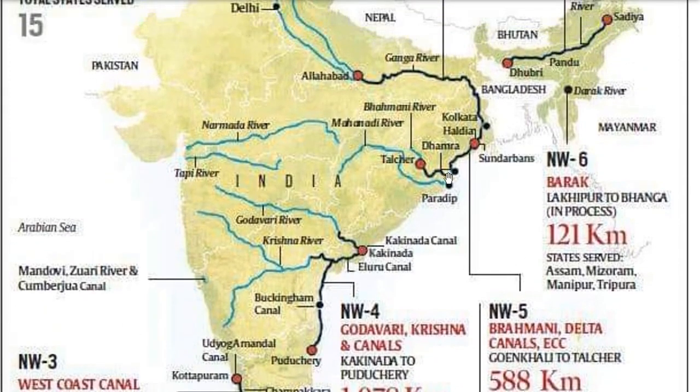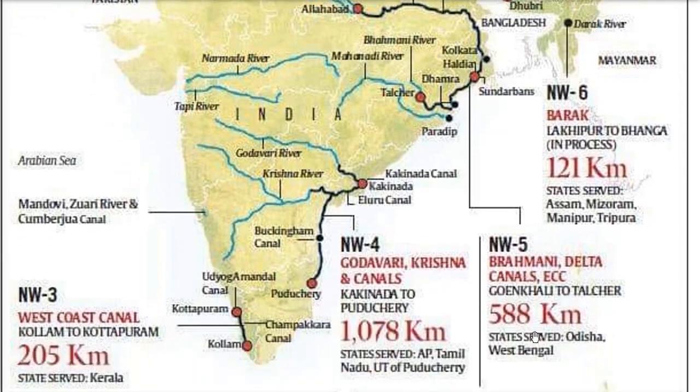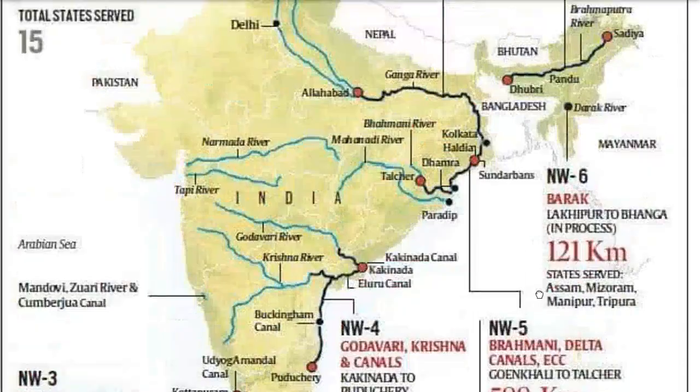Then the fifth one here is from Goenkhali to Talcher. So this is Talcher and this is Goenkhali. This is a 588 kilometer stretch. The states being served are Odisha and West Bengal. It is on the Brahmani Delta canals, from Goenkhali to Talcher.